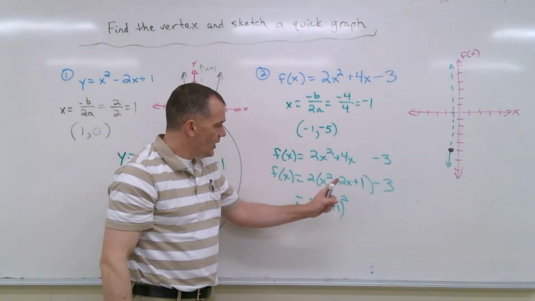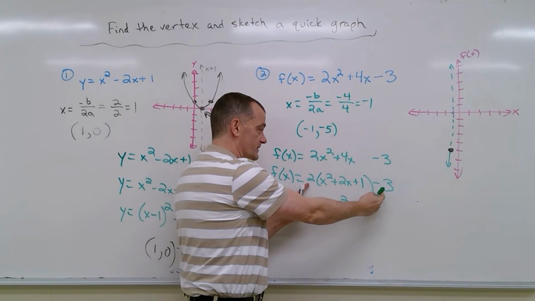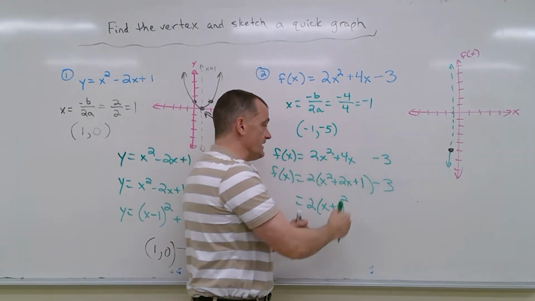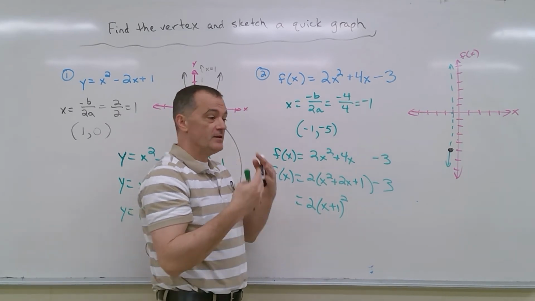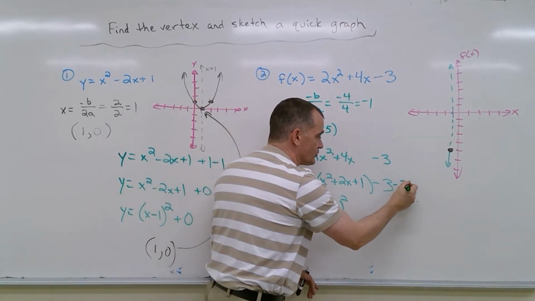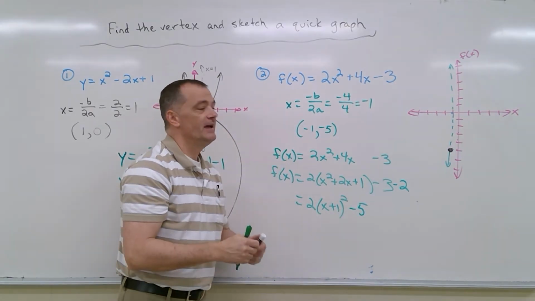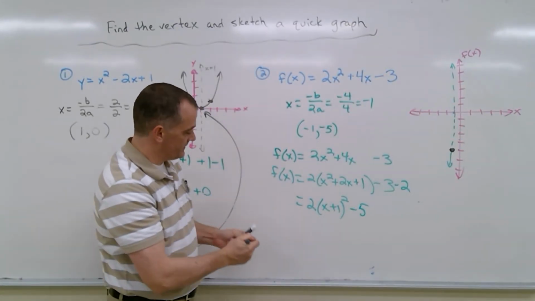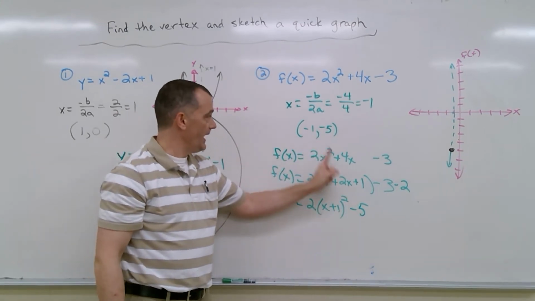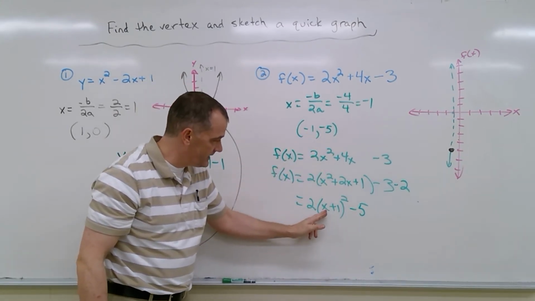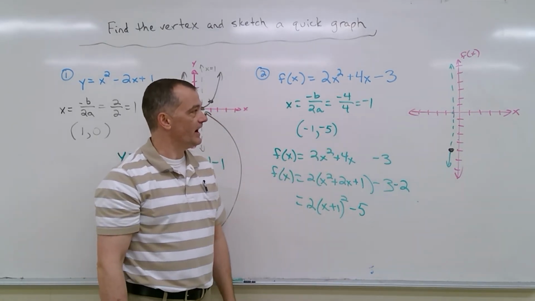But keep in mind, when I put that plus 1 right there, what I essentially added to this side of the function that wasn't there before was a 2 times 1, which is 2. So if I'm adding in 2, I also need to subtract 2, which gives me that minus 5. And now we see how we can tell what the vertex is. It's negative 1, minus 5. So if I plug negative 1 into this whole thing, it equals 0. Take away 5 is a negative 5.